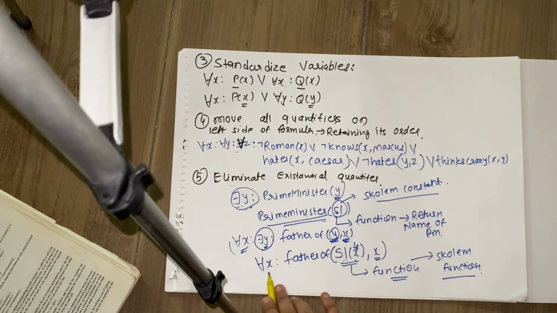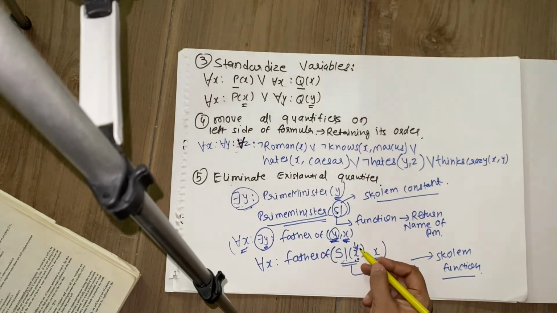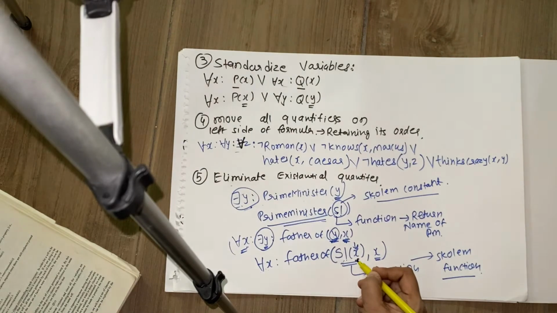So what we have done is, for all x father of S1(x), I am passing x as an argument. So let us say father of Rohan, so Rohan is passed over here as argument, x equal to Rohan, then we'll get, let us say, Suresh as the name of the father. If I pass x equal to John, then I'll get, let us say, Tommy as the name of the father.